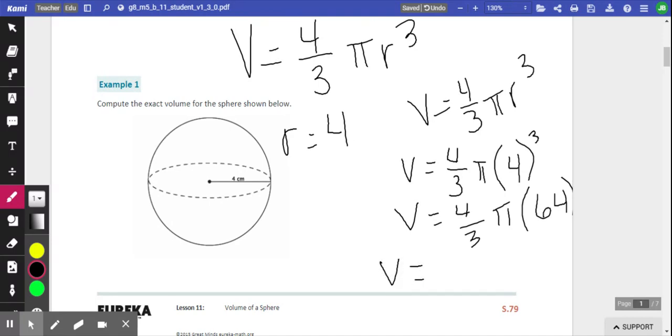So 4/3 times 64. Or you can do 4 times 64 divided by 3. So once again, 4 times 64 gives you 256, and then divide that by 3. It's not going to give you a nice pretty number, so if you would like, you can simply leave it as 256 over 3 pi, and that's going to be centimeters cubed.